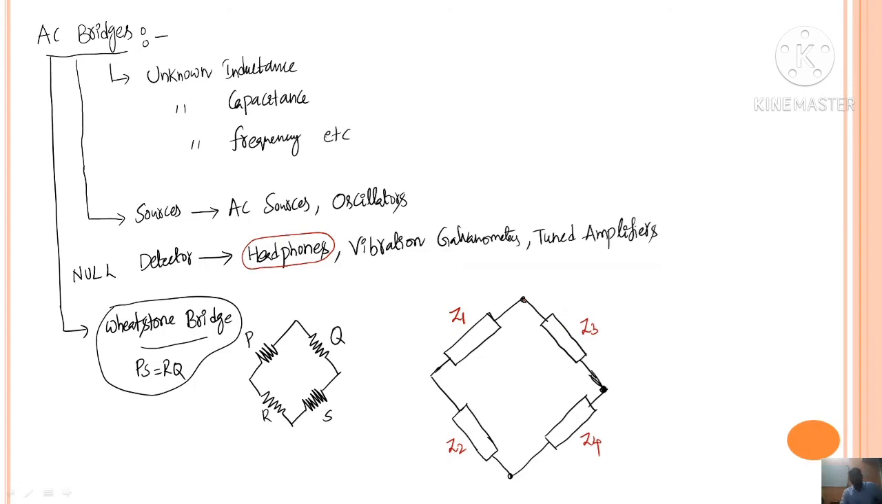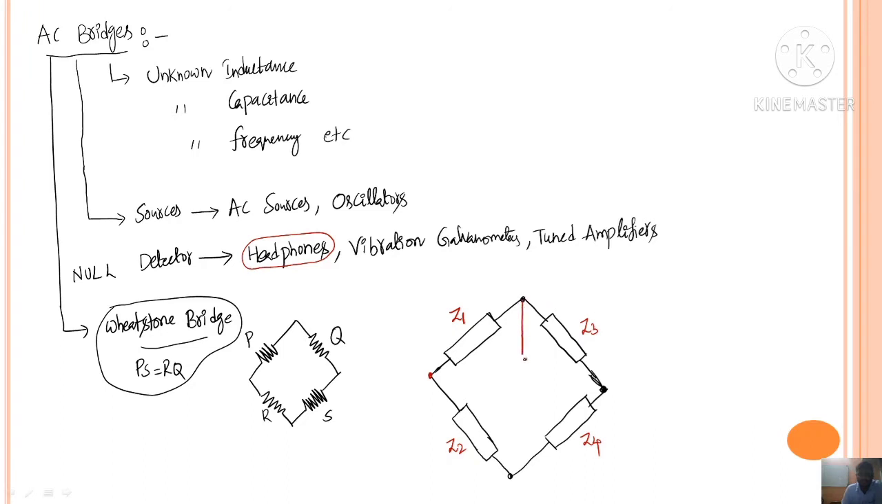So this is the convention which I am following. Different authors will follow different conventions. So don't stick on to the convention, but understand the concept, so that you will be comfortable with any convention. Okay. So Z1 and Z4 are the two opposite arms here, and Z2 and Z3 are the two opposite arms.